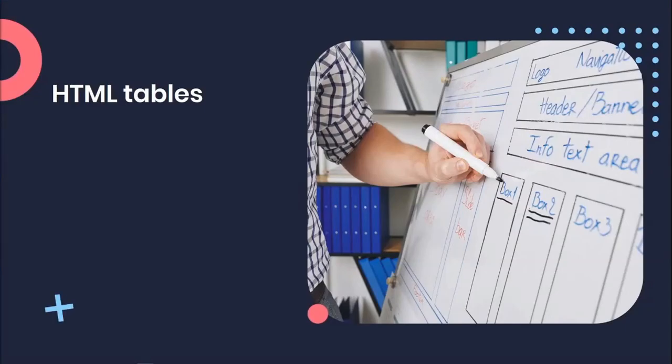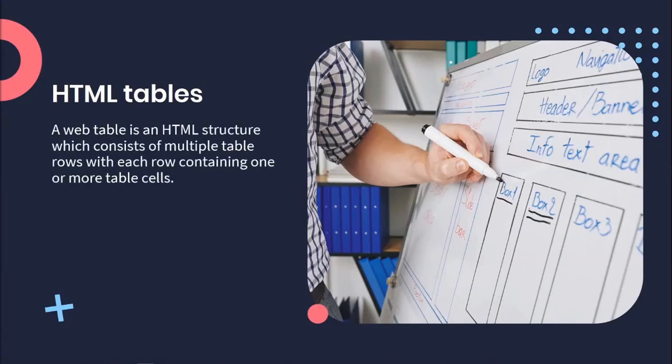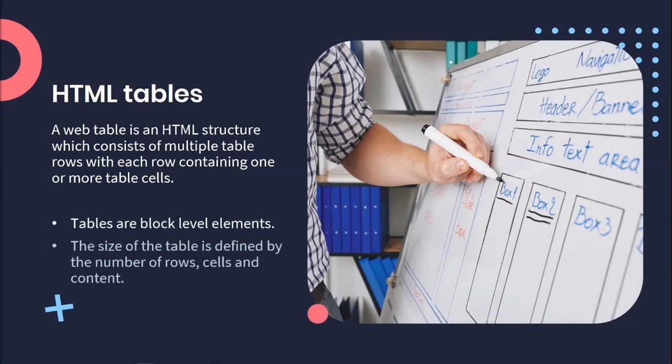Now again, when it comes to tables in HTML, we tend to use tables to organize information in cells and rows and columns. And essentially a web table is an HTML structure which consists of multiple table rows as well as columns as well as cells like we just mentioned. Now when creating HTML tables, it's important to note that a table is a block level element. Now you get block level elements as well as inline elements. We still have to distinguish between the two, but we will do that once we get to CSS. And then lastly, the size of the table is defined by the number of rows and cells as well as the content inside of the table hosting that content.